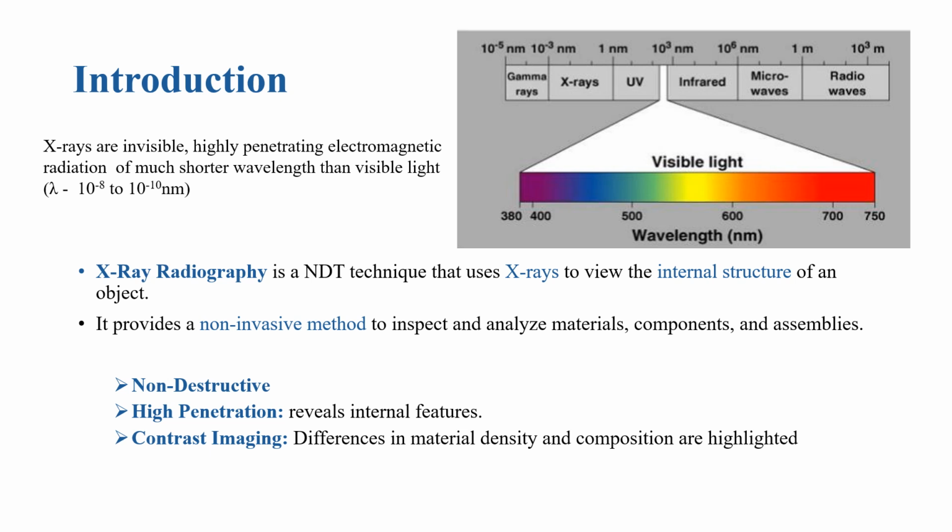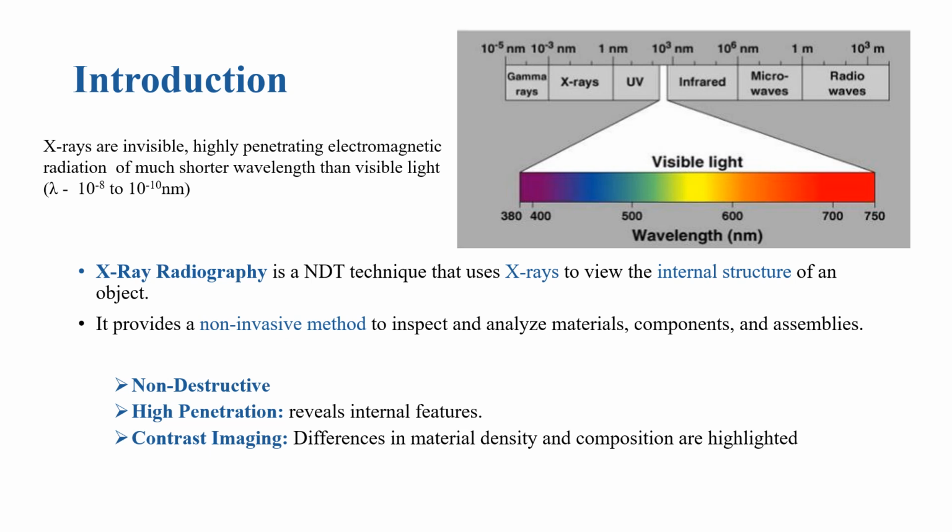Hello students, we all are familiar with the electromagnetic spectrum. When we look at the electromagnetic spectrum, we can see the X-rays. X-rays are rays with a low wavelength, and they have higher frequency than visible light. X-rays are invisible and highly penetrating electromagnetic radiations. So these X-rays are used for detection of internal flaws in materials.